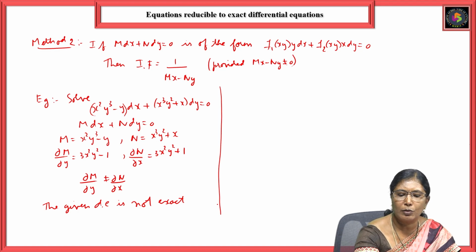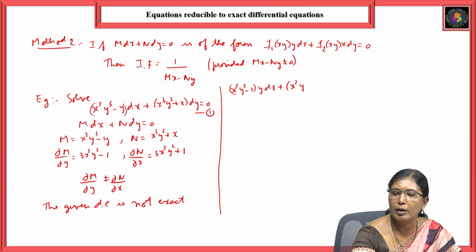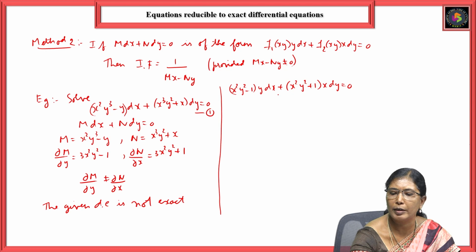So in the equation 1, let us take this equation 1, we can take y common such that we can write it as (x^2y^2 - 1) y dx + (if you take x common) (x^2y^2 + 1) x dy = 0. Now look at this function.